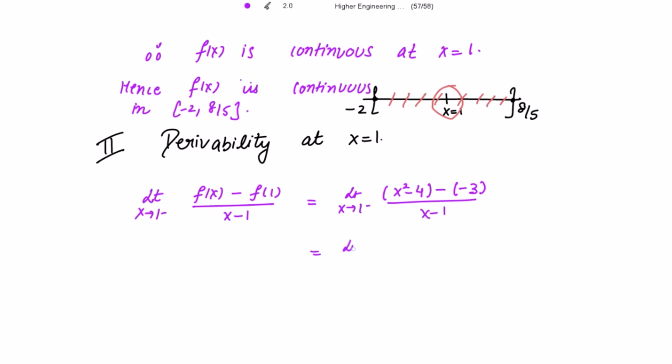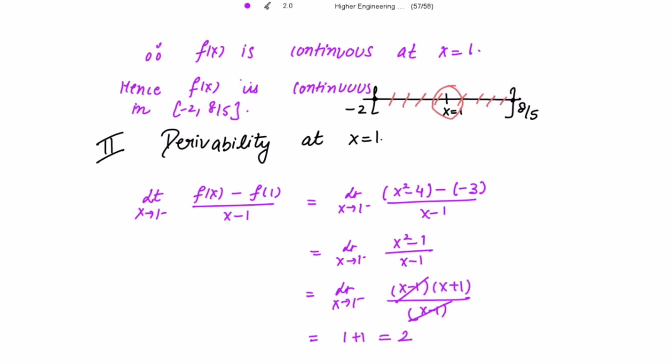So this is equal to the limit as x tends to 1 from the negative side of (x² − 4 + 3), that is (x² − 1), divided by x − 1. We can factor the numerator: (x − 1)(x + 1) divided by (x − 1). These two cancel out, and now putting the limit x = 1 we get 1 + 1, that is equal to 2. So we are getting the left hand derivative to be equal to 2.